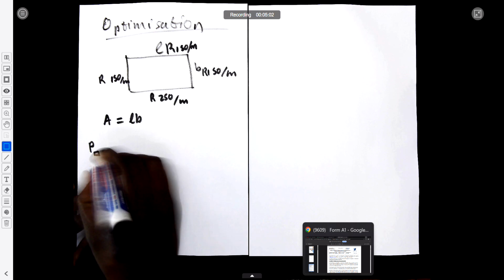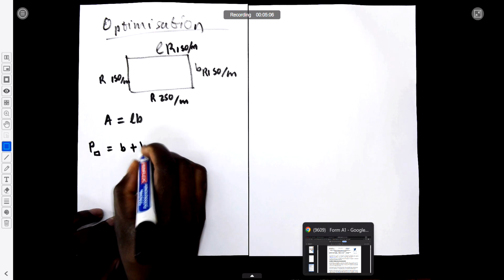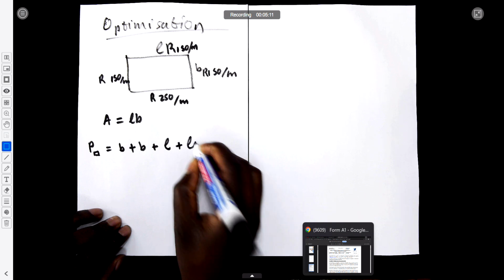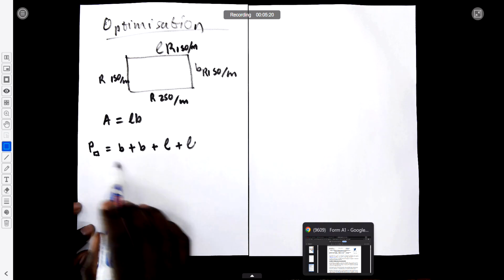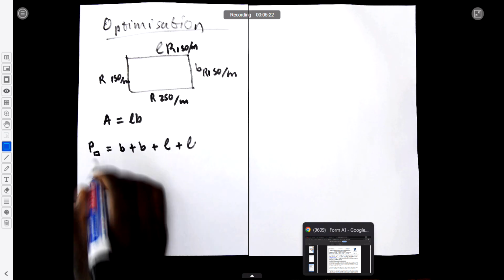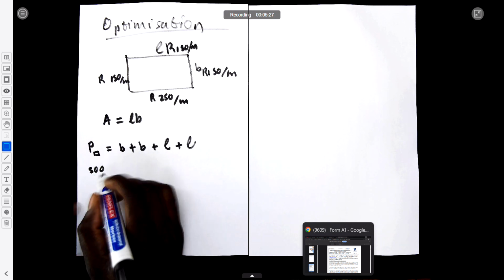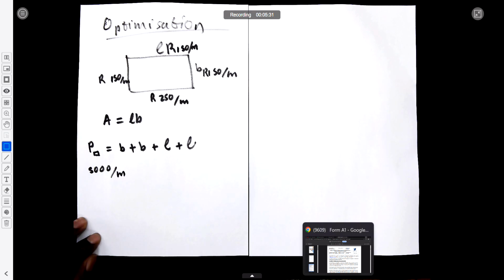Perimeter of a rectangle. It is always equal to, so we know it is going to be breadth plus the other side of the breadth plus the length plus the length. With perimeter, you add all the sides of the shape, let's say the shape that we are given. So for all these sides, we know that for that perimeter, it must be covered by what? 5,000 rand. So I'll say 5,000 rand per meter. So it has to be covered by 5,000 rand per meter.